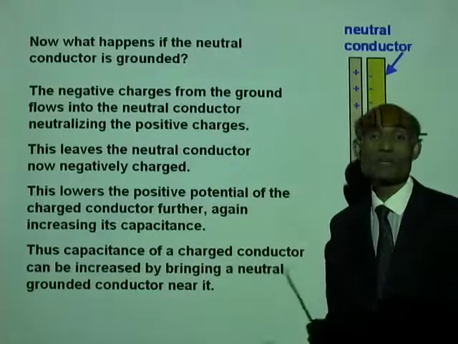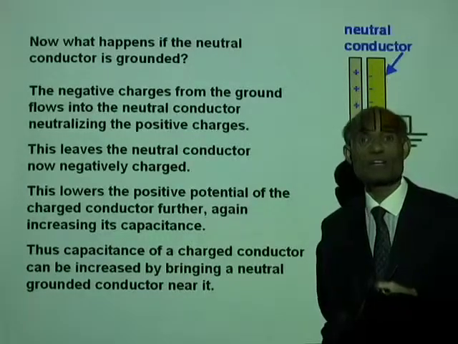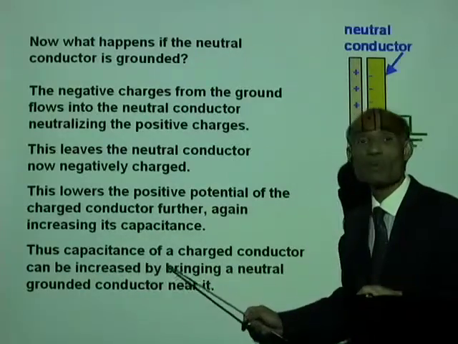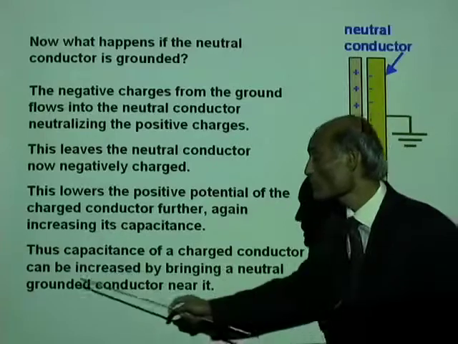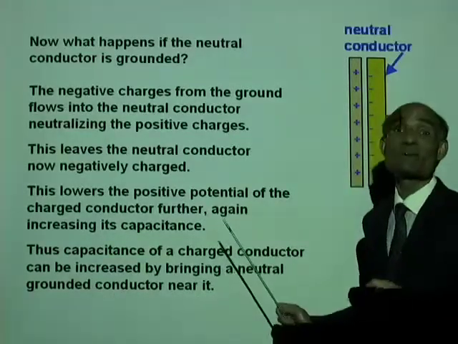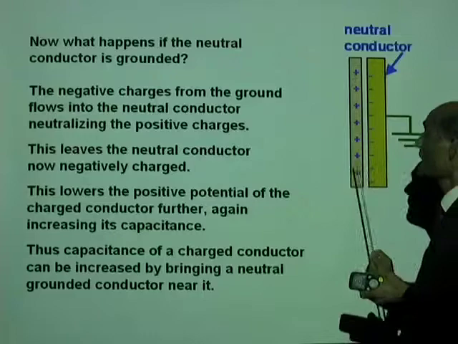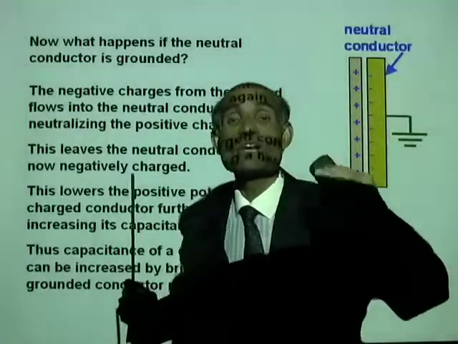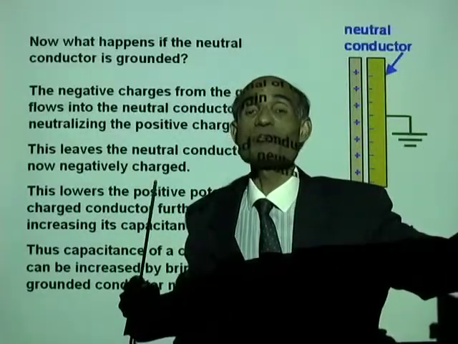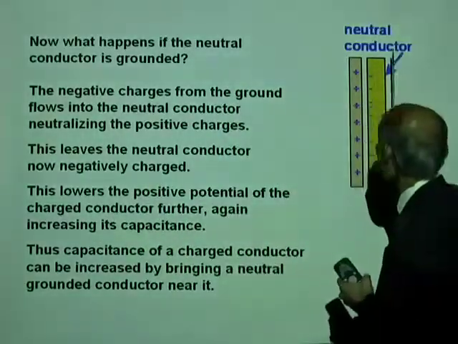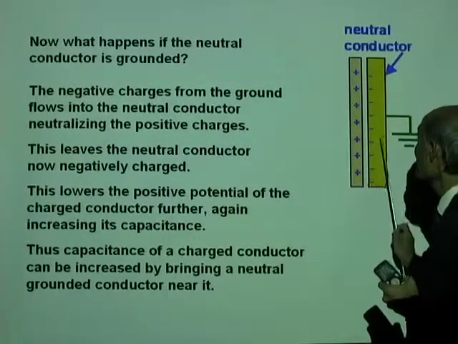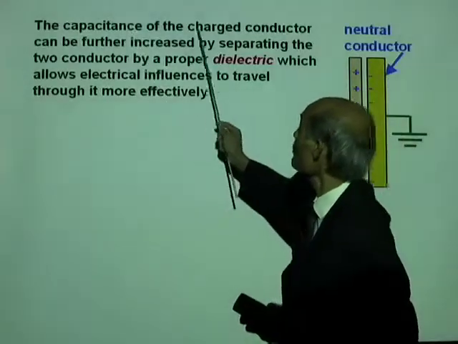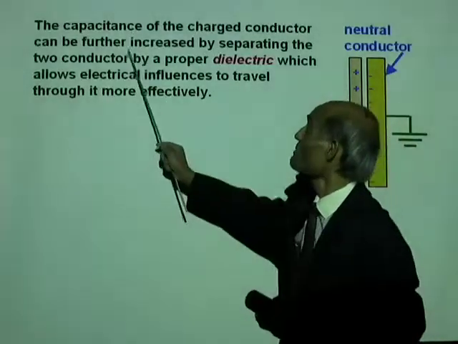Thus, how can you increase the capacitance of a conductor? The capacitance of a conductor can be increased by bringing a neutral grounded conductor near it. So the capacitance of this conductor is much greater than its original value. Now how did we do that? By bringing a neutral grounded conductor near it. Now the capacitance of the charged conductor can be further increased.